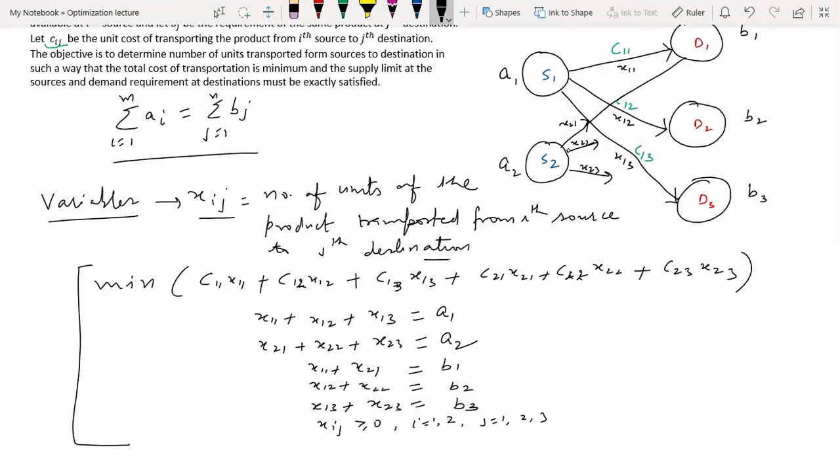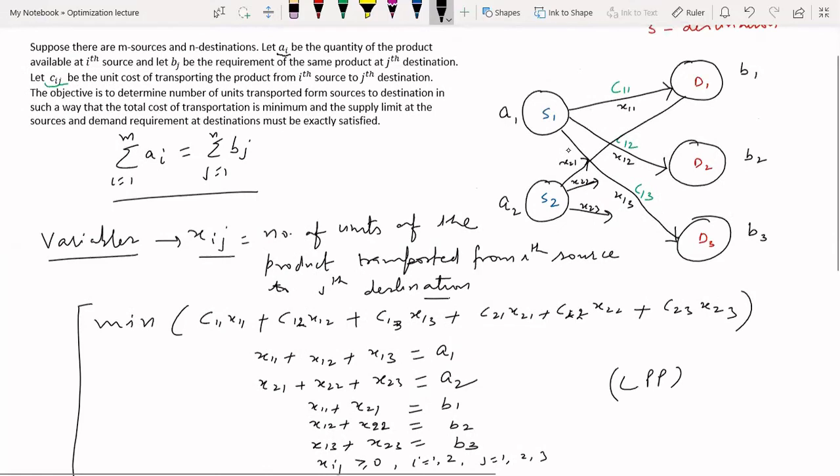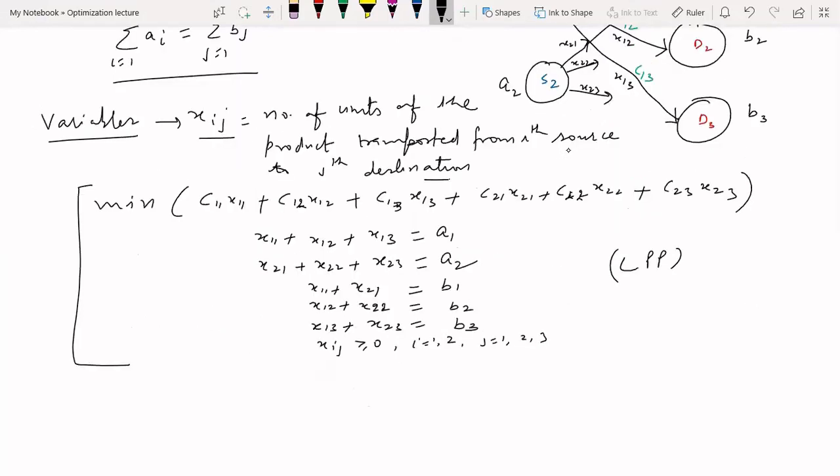You can see from this model that the objective function is linear, and the constraints are also linear because no higher degree variable is available. So when the objective function and constraints are all linear, this is a linear programming problem. So my transportation problem is a linear programming problem. And we know that a linear programming problem can be solved by the simplex method. Now I will be discussing why I'm not using the simplex method directly to solve this problem.